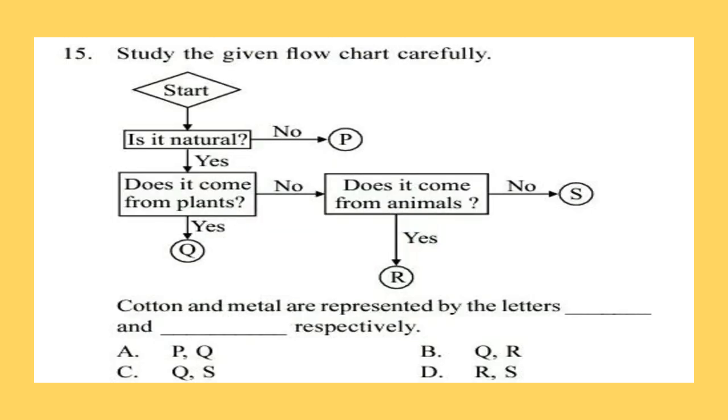Question 15. Study the given flowchart carefully. Cotton and metal are represented by the letters dash and dash respectively. Now look at the flowchart and select your answer from the given options.